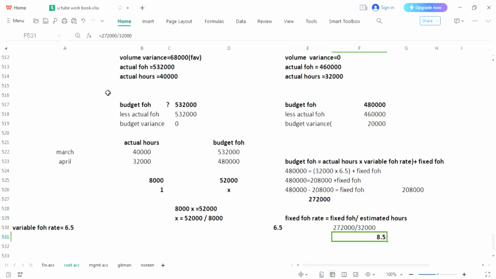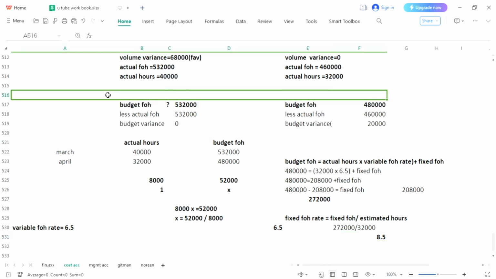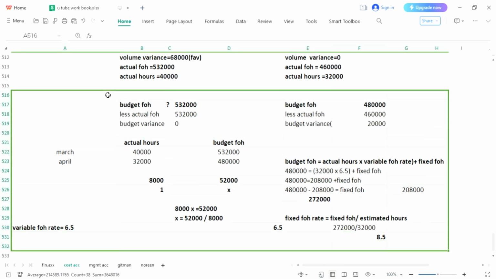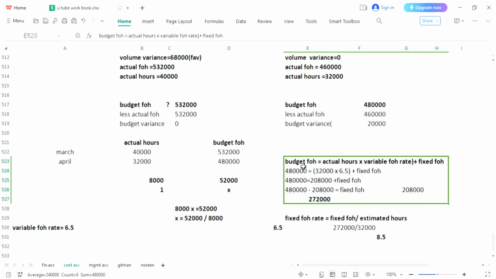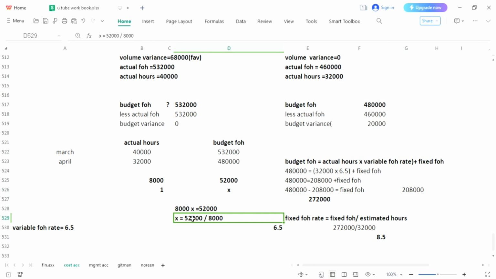So for these calculations from here to here, you can take a screenshot. Actually, the backbone of this question is to calculate fixed FH and variable FH rate. Please note it down. This information was pretty important. You have calculated your fixed FH from here. Take a screenshot of the highlighted area. And secondly, you have calculated the variable FH rate. This was actually the backbone of the question, the main twist of the question.